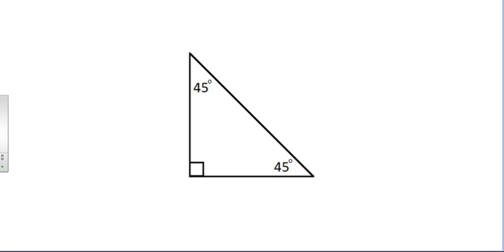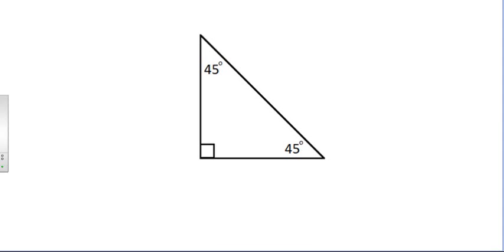Just like the name implies, it's a triangle with three different angles, two of which are 45 degrees, and the third which is a 90-degree angle. This makes the triangle isosceles because its two base angles are congruent, and right, because it has that right angle. If it's isosceles, then I know it also has two sides that are congruent. I'm going to mark them, and those are going to be the length of the legs of this triangle.